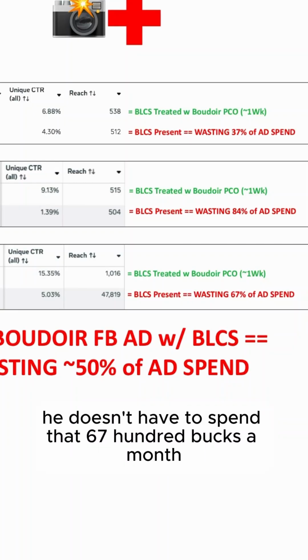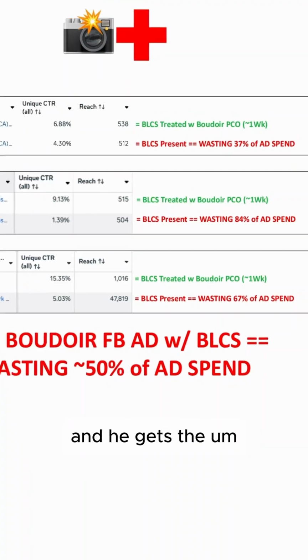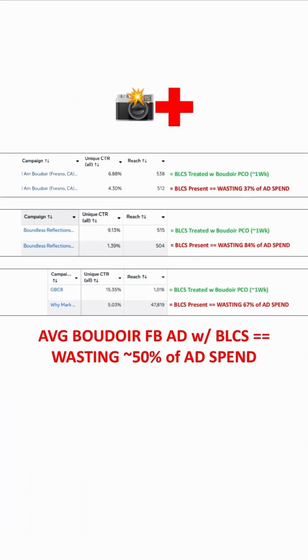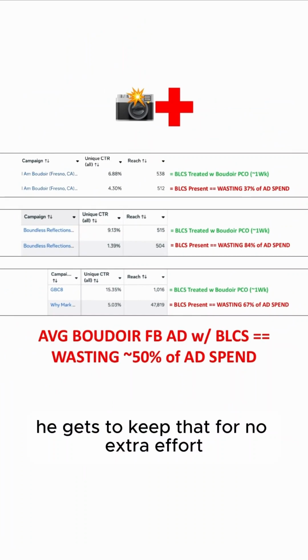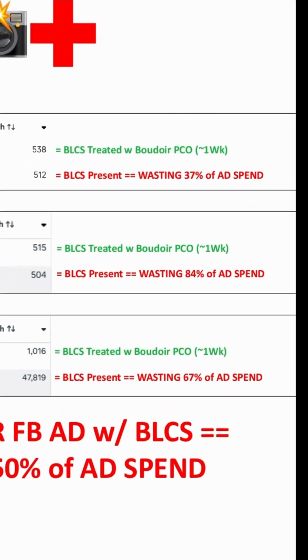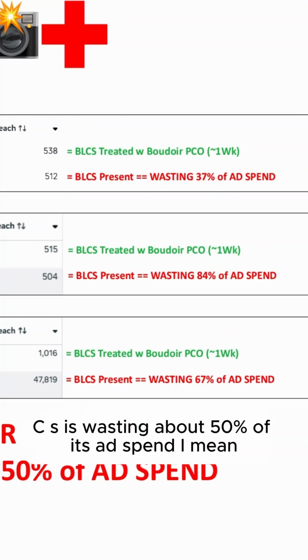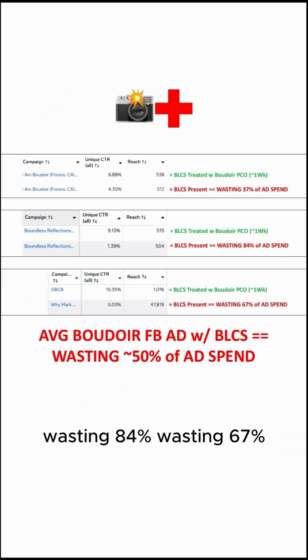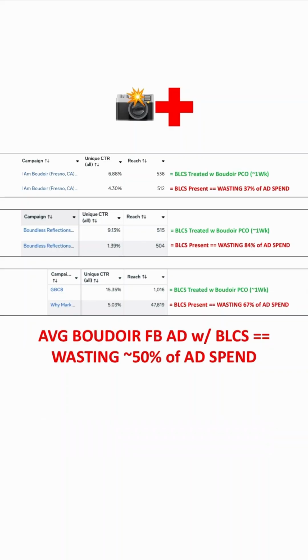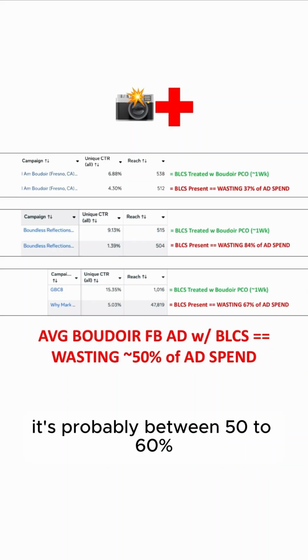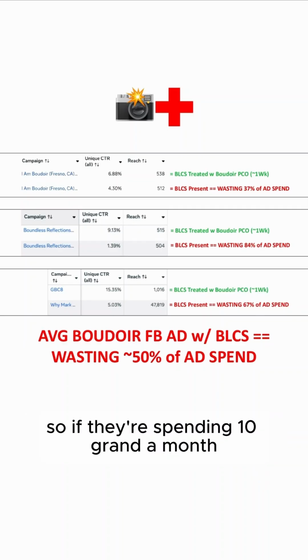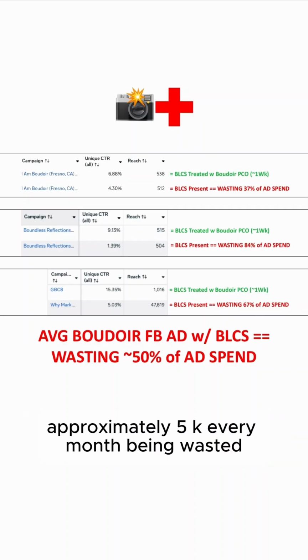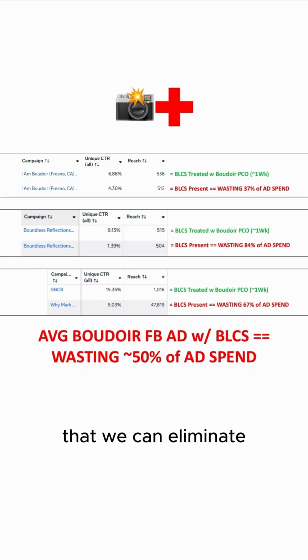And so it's kind of like he doesn't have to spend that $6,700 a month anymore, that difference, and he gets to keep that for no extra effort. So the average Boudoir Facebook ad with BLCS is wasting about 50% of its ad spend. I mean, look at these numbers here: wasting 37%, wasting 84%, wasting 67%. Average those numbers up, it's probably between 50 to 60%. So if they're spending 10 grand a month, approximately 5K every month is being wasted that we can eliminate.